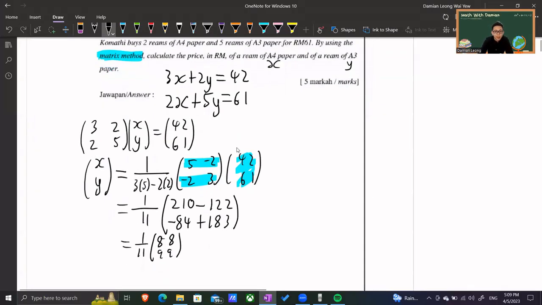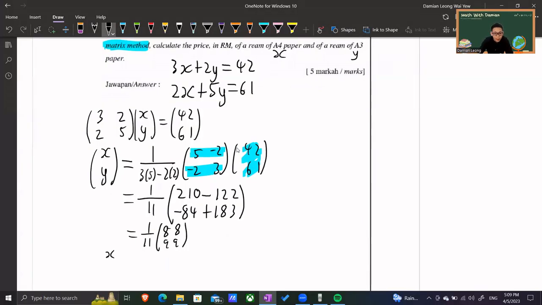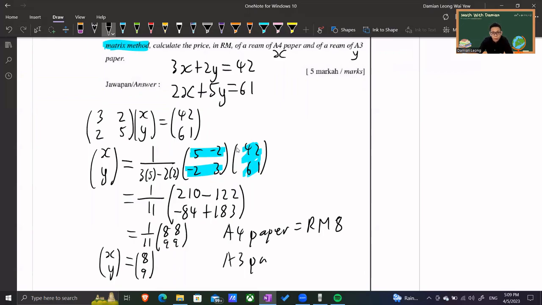So when I multiply, [x; y] will basically be [8; 9]. Which means A4 paper will be 8 ringgit. A3 paper will be 9 ringgit. These are the answers. That's for the first question.